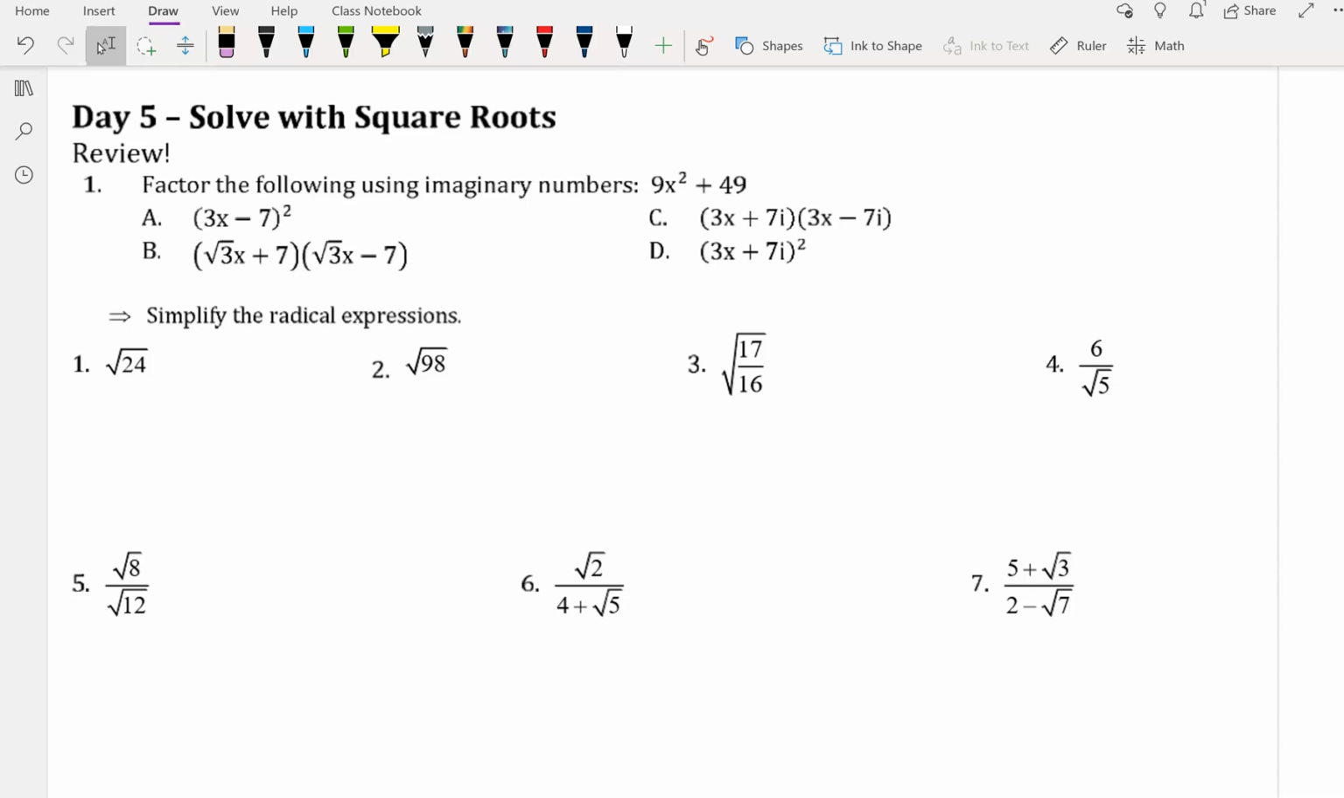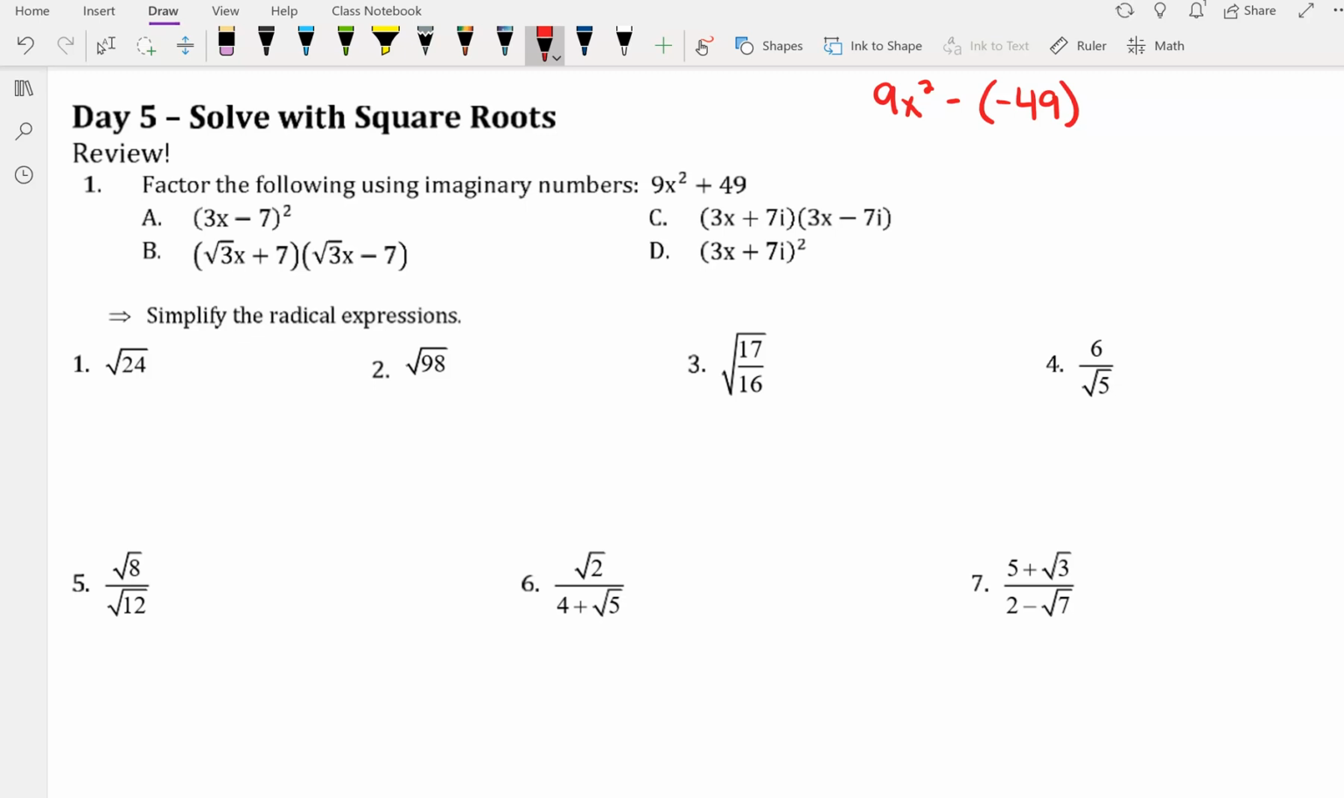Alright, so it says to factor the following using imaginary numbers. So we have 9x squared plus 49. And we learned earlier about difference of perfect squares. If you look at these, they are both perfect squares. But in order to use difference of perfect squares, you need a difference. A difference means a subtraction problem. So I'm going to rewrite this as 9x squared minus negative 49. It is now a difference of perfect squares because I have a subtraction problem.